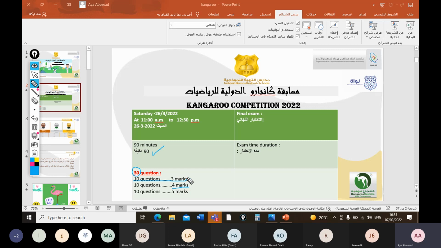Please try to save all your time for the last questions with 5 marks. Also, the questions are not closed. So if you find a question is hard, you can mark it and go to the next question. And at the end, you can go back to the questions that you marked. So the question is not closed when you go back.